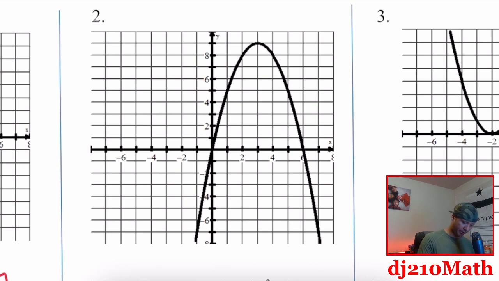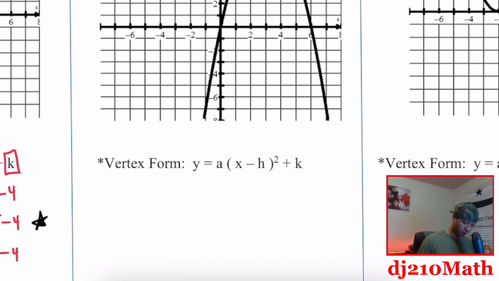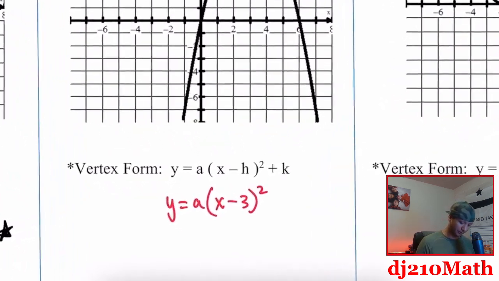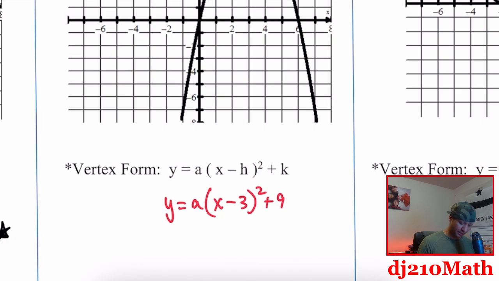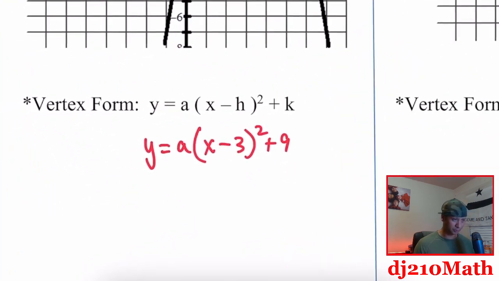So here we want to find and identify the vertex. The vertex is (3, 9). So y is equal to a(x - 3) squared. And it's minus 3 because this is a positive 3, right? Inside lies, it's always the opposite. Plus 9. Is that what it was? Yep, plus 9. Outside tells the truth.